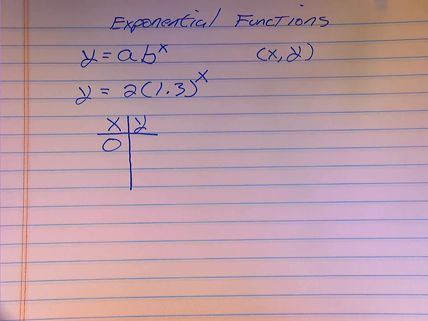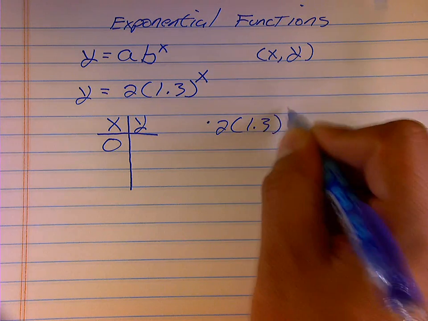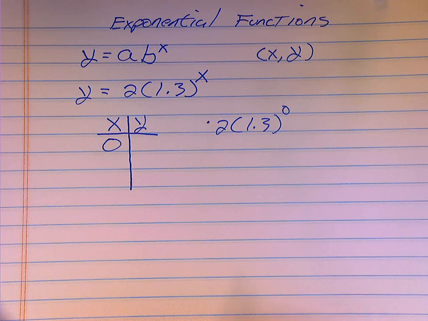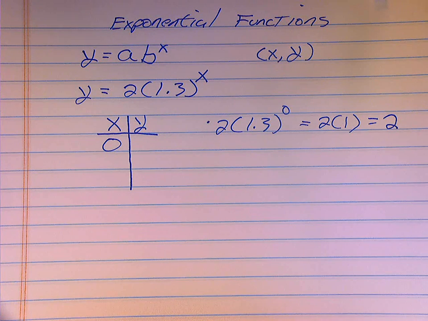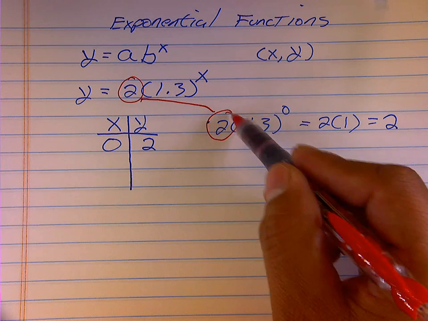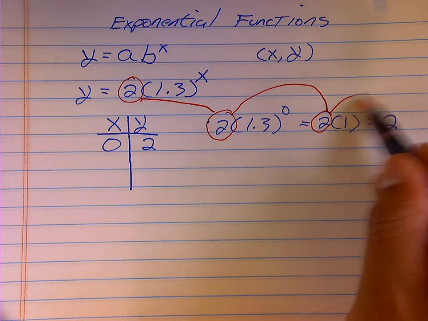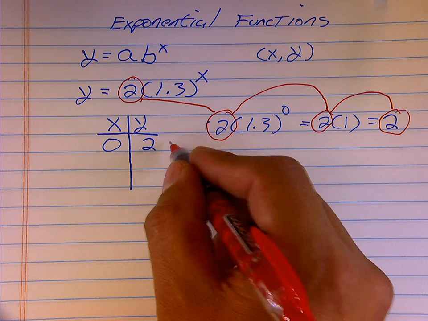Starting with plugging in 0 into this formula, I end up with y equals 2 times 1.3 to the 0. Anything raised to the 0 is 1. So this simplifies to 2. Notice, that was in the location of my a the whole time. When I plugged in x to the 0, it had no impact on my a because everything else became a 1. So this is referred to as the initial value.